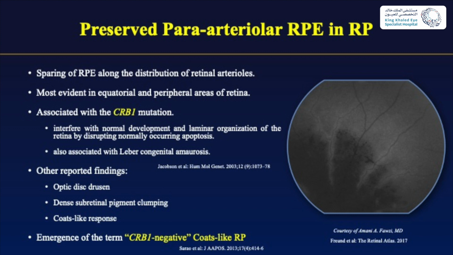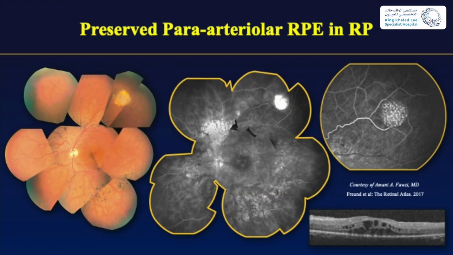Later on, many reports found that there are patients who present with Coats-like response without CRB1 mutation. Then a new term emerged, which is CRB1 negative Coats-like retinitis pigmentosa. So this is a patient with CRB1 mutation who has superior vascular tumor and cystoid macular edema.